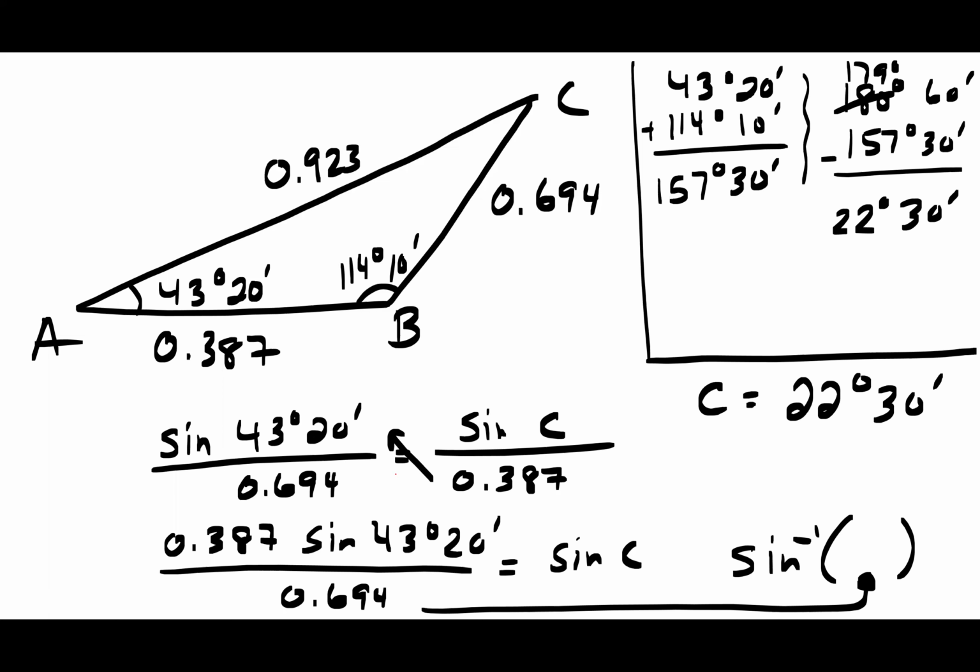Absolutely. You could have done that easily. Sorry, like this here. If I did not solve for this first, but I know that I got this, and then instead of solving for the bigger angle first, I actually solve for the smallest angle using the law of sines. Absolutely. That would have given you 22 degrees, 30 minutes.